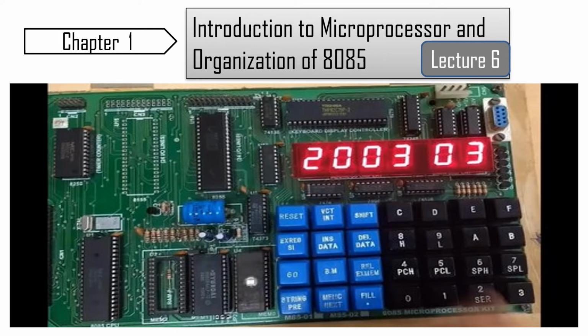Student, we have started with chapter 1, Introduction to Microprocessor and Organization of 8085. Till now we have seen 5 lectures. So let us very fast summarize what we have done in these 5 lectures. We have seen what is a microprocessor, the evolution of microprocessor, then the functional pin diagram of the microprocessor 8085. Microprocessor 8085 is a 40 pin IC. We have seen each pin in detail, its function, right? So let us proceed to lecture 6.